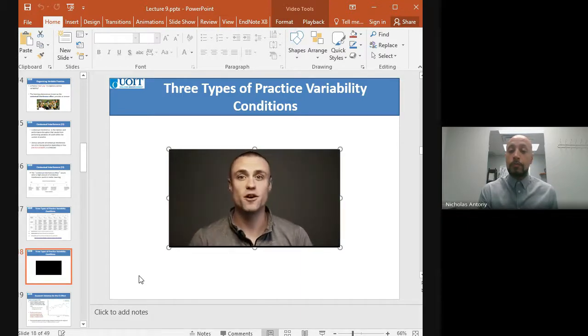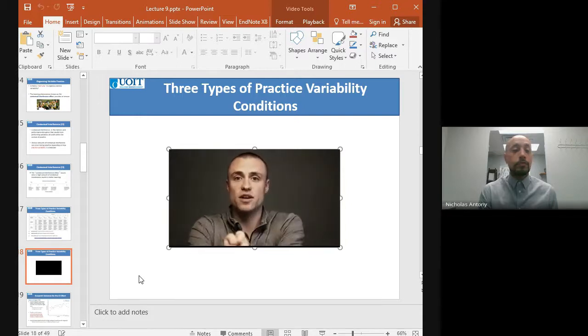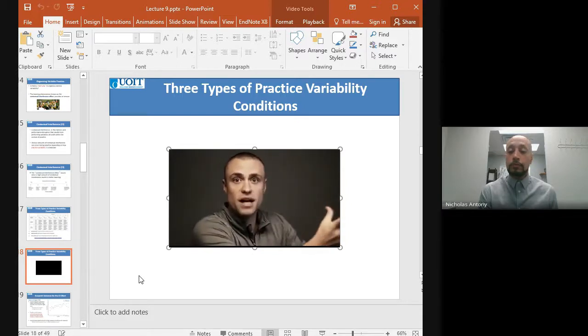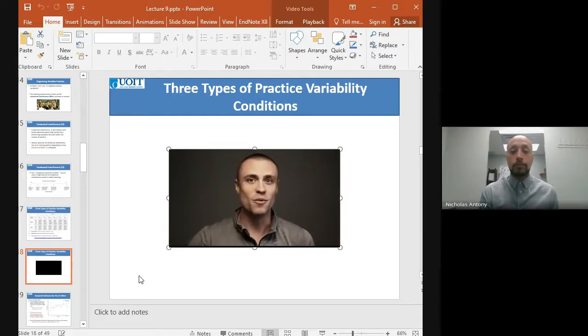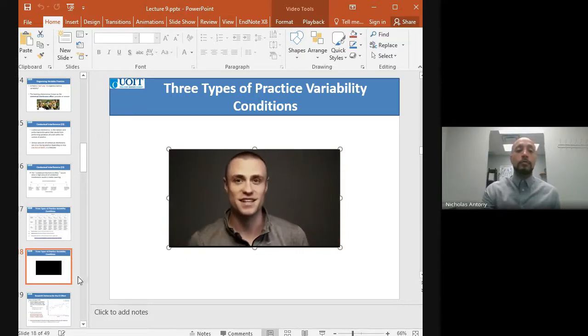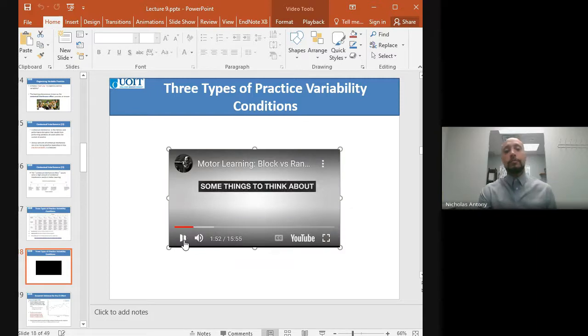So as coaches, one of our main jobs should be to look at ways to maximize this retention and transfer. So the improvements we see during practice show up on game day when the lights are on and your grandma's in the stands. So we have a couple of things to do.